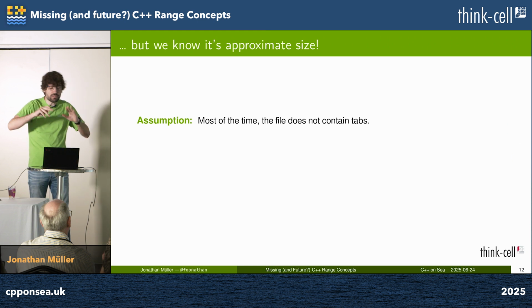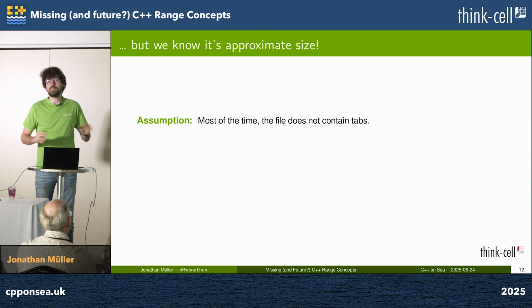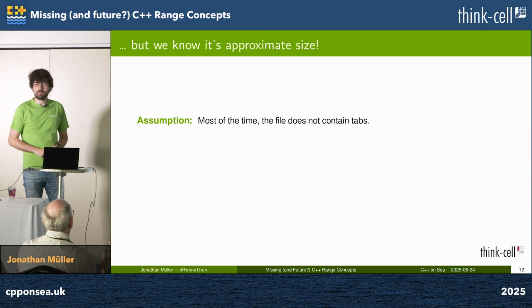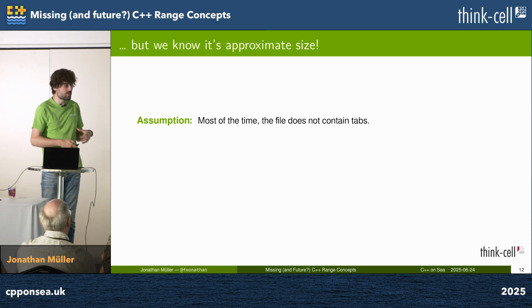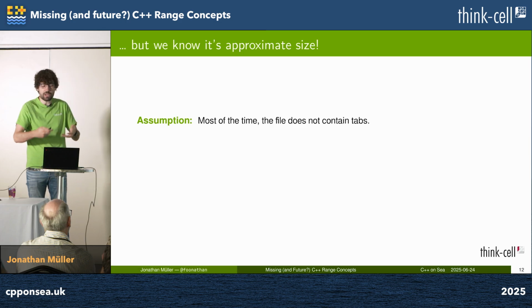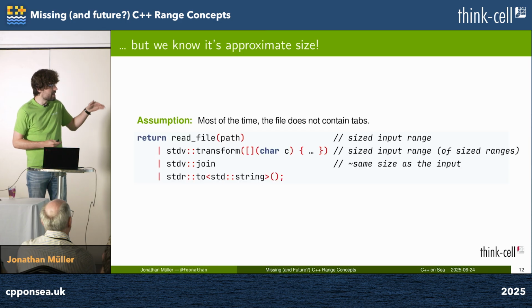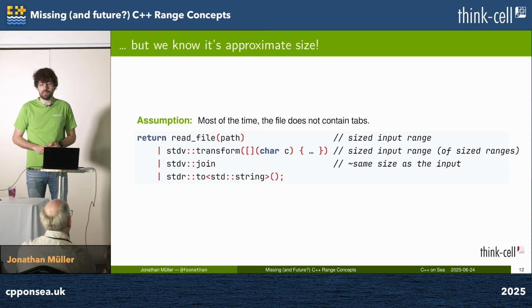Right? But let's say that most of the files we deal with do not contain any tabs. Because they are nicely formatted files, nobody put in any tabs in there. And so this function doesn't really need to do anything. And it would be nice if we could propagate this approximate size information, right? If we could propagate and say that, hey, after the join, we have approximately the same size as the input range.